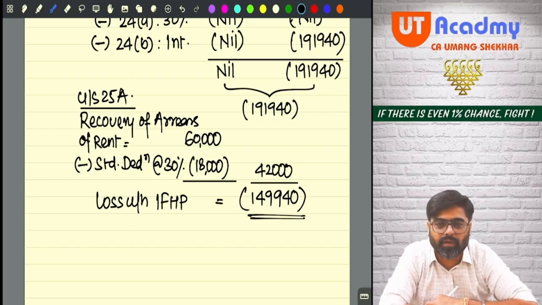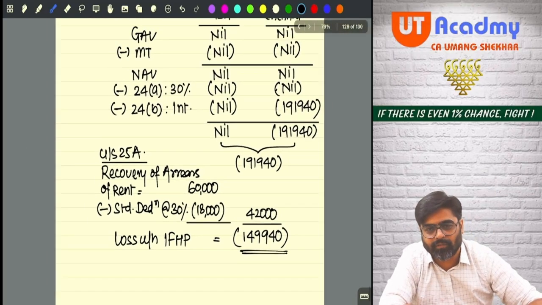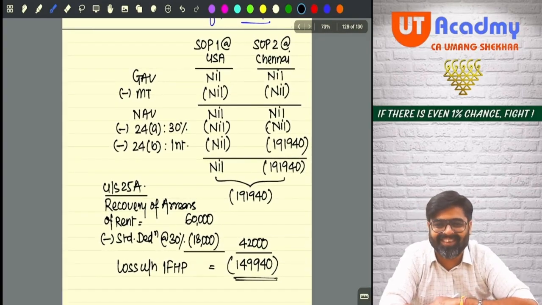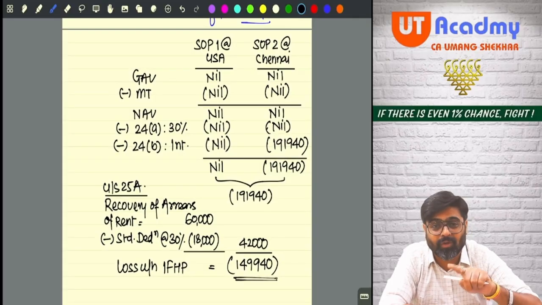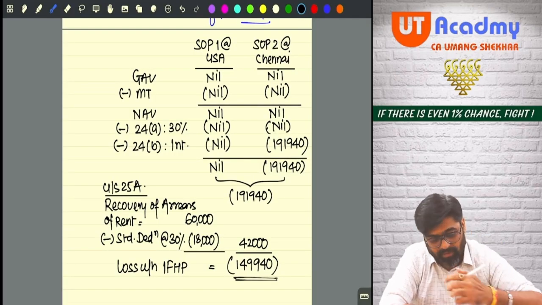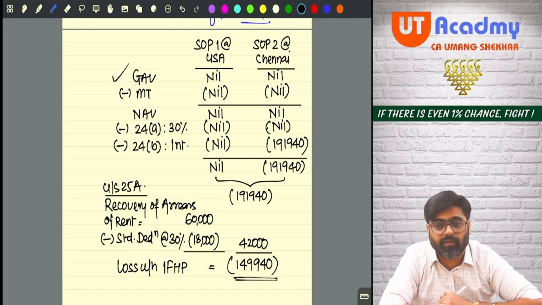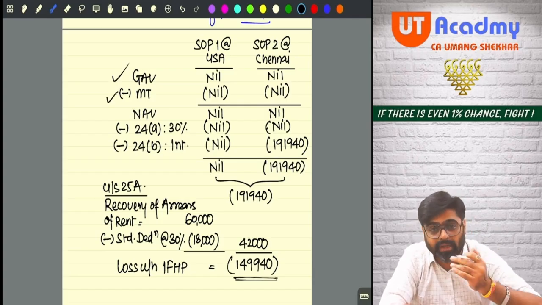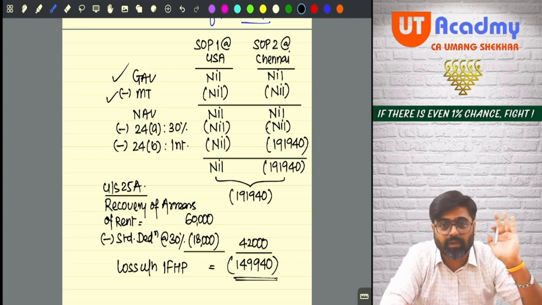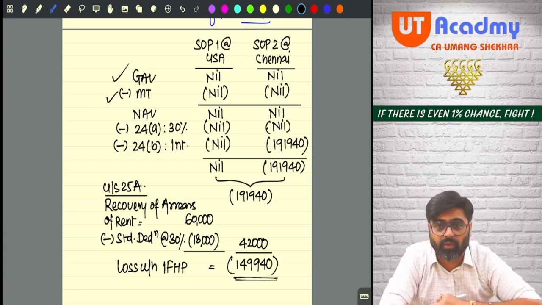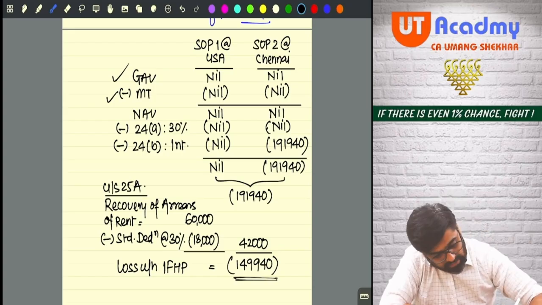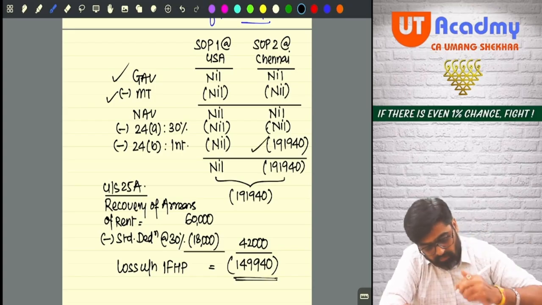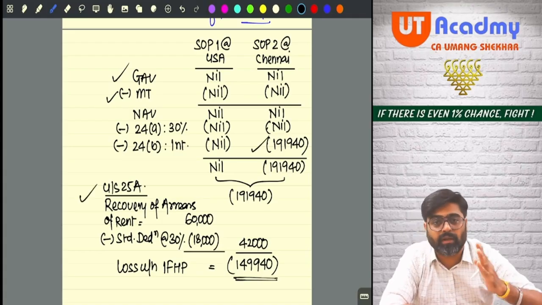Got it? See the solution. Only this much. But in this solution, you will have to write down many notes. GAV is exempt. For that, you are supposed to write down a note. Municipal tax, you are not taking deduction. The municipal tax you are ignoring for Chennai property. You will have to write down a note. For this interest calculation, you will have to make a note. Yes or no? And for this 25A, you are supposed to write down a small note.